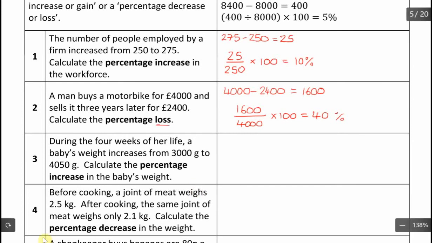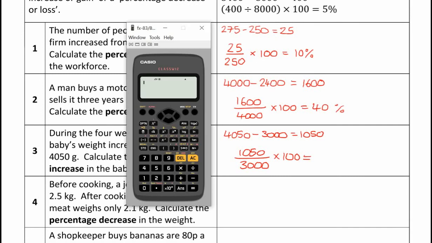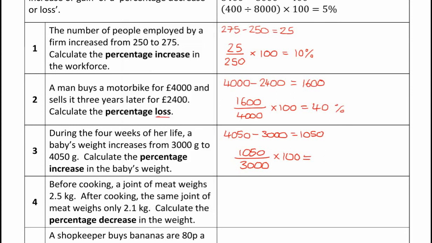During the first 4 weeks of her life, a baby's weight increases from 3,000 grams to 4,050. So let's work out what that increase is. That would be 1,050 grams. So we're going to divide that by the original amount, which was 3,000, times by 100. Okay, so that is a 35% increase.